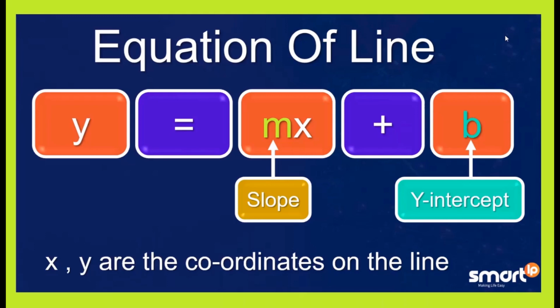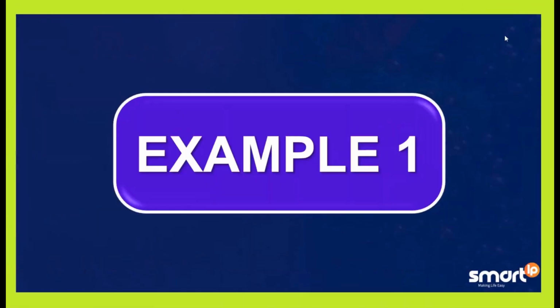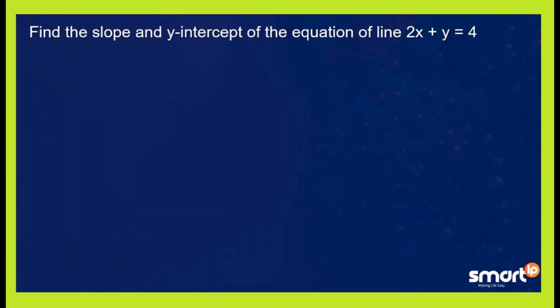This equation of a line, we're going to need it if we actually want to solve a problem related to it. Okay, so let's look at example 1. In this example, we are asked to find the slope and the y-intercept of the equation of the line 2x plus y equals 4. So first, let's write out the equation that is given. We're given 2x plus y equals 4.